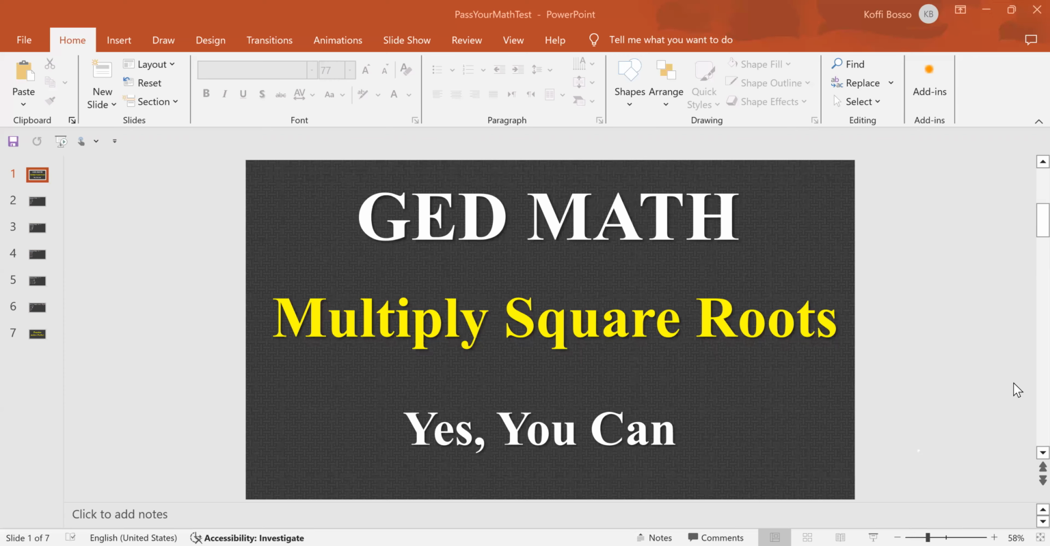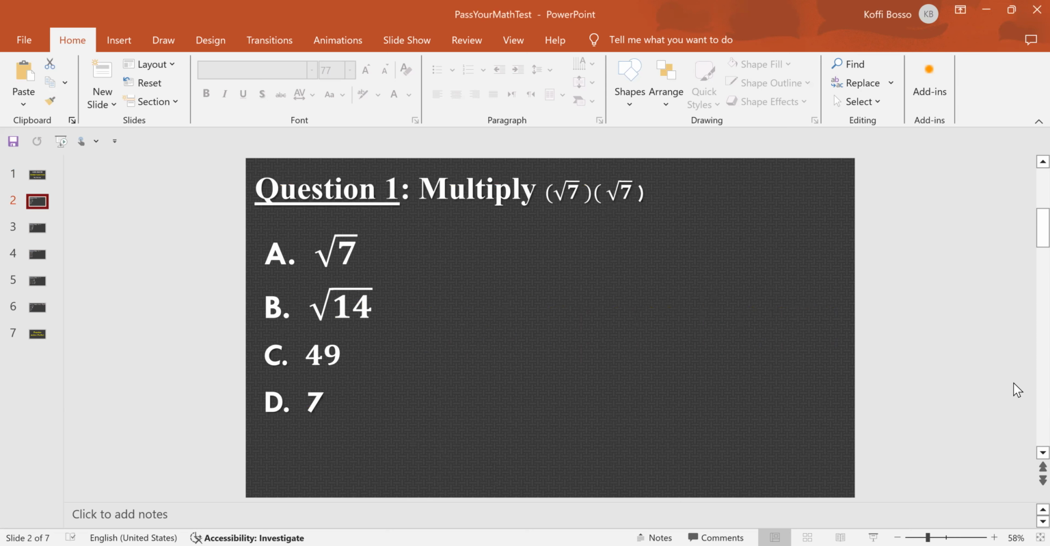GED Math, multiply square root. Yes, you can. Question number 1. Multiply square root of 7 times square root of 7.